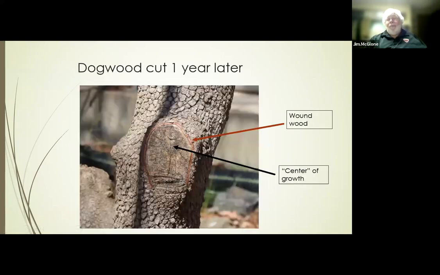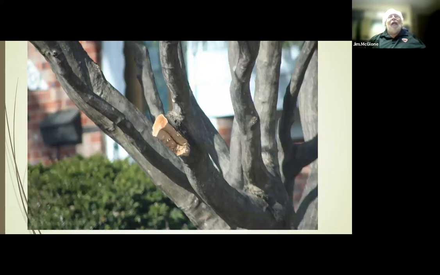And I'm not going to show you the video. This is a cut I made on my dogwood. But this is what happens when you don't use that 3-cut method. You can see that they started to cut through here and the branch cracked and it ripped down here into the trunk of the tree and made a much bigger wound for the tree to heal.